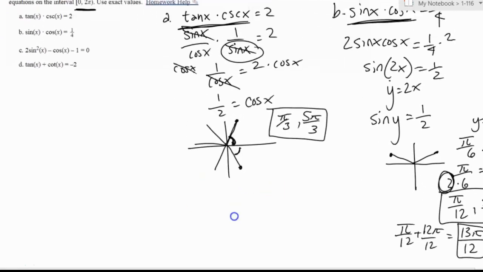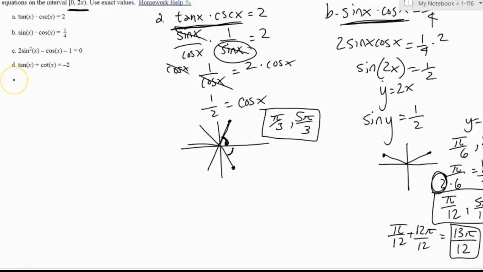Okay, so part C, I'm writing all over my screen here. This is not as neat as I would expect your homework, so I apologize about that. 2 sine squared minus cosine minus 1. I should really be more consistent about my parentheses, but whatever.